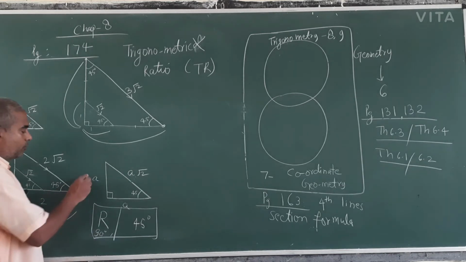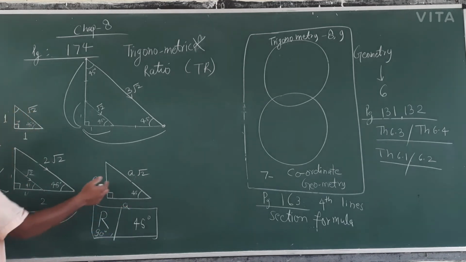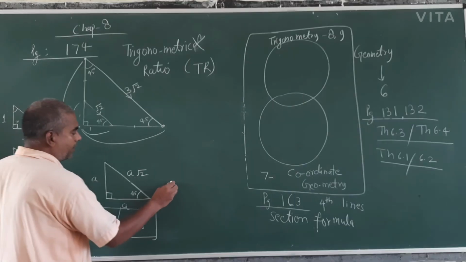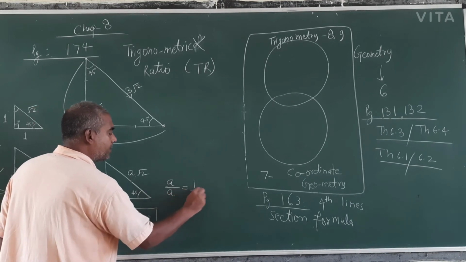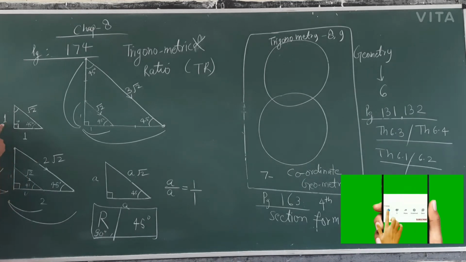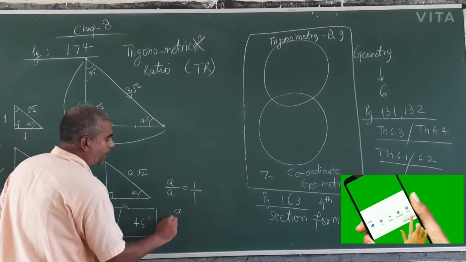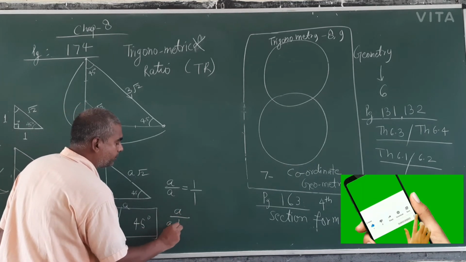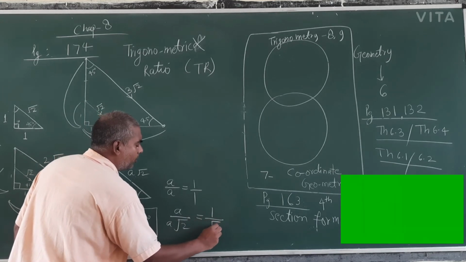So very soon, this is 1, this is 1. So we don't write, and you will find A ratio A. This is A ratio A. So that will be 1:1. So we will use this triangle for the definition. A ratio A upon 2, A upon A root 2. So that will be 1 upon root 2.